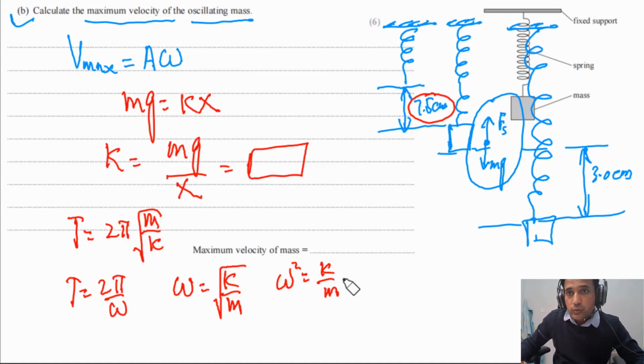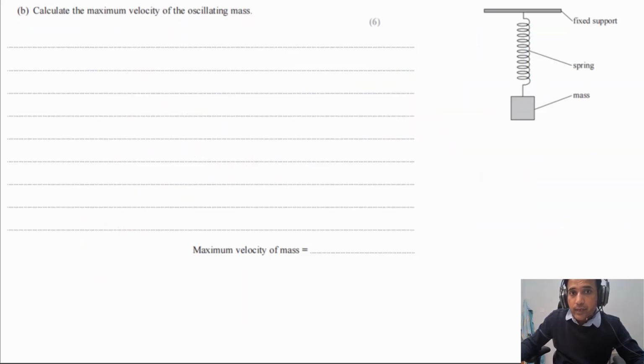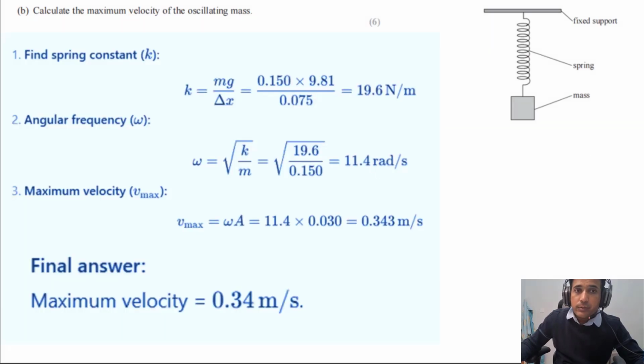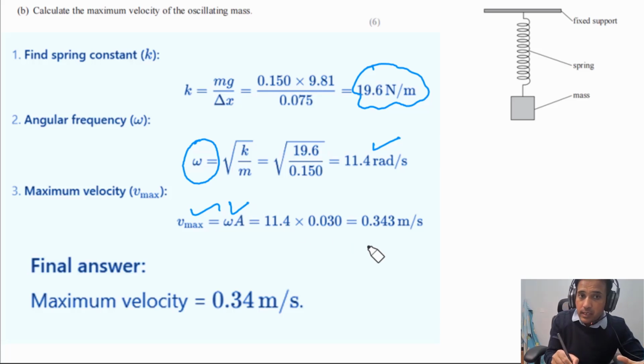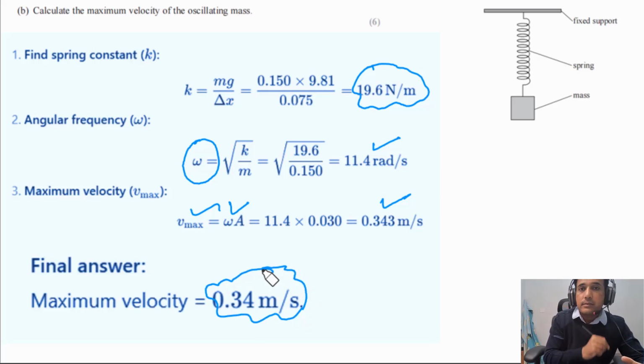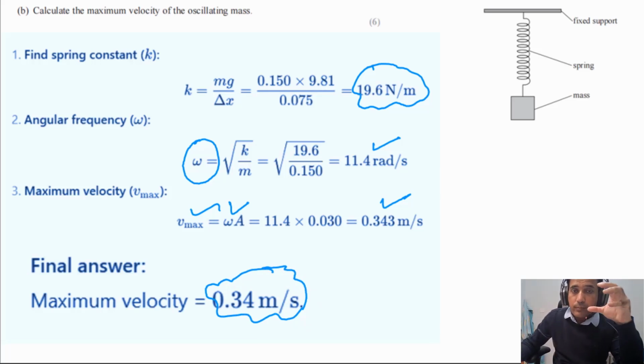Now let's go through the solution I have written. So simply, as I explained, first of all we have found the value of k. Then we have found the value of omega. I have explained why omega is equal to square root of k over m. So you will get the value of omega. Then v max is equal to omega times A, and this is our final answer up to 2 SF. So this is how you need to approach.